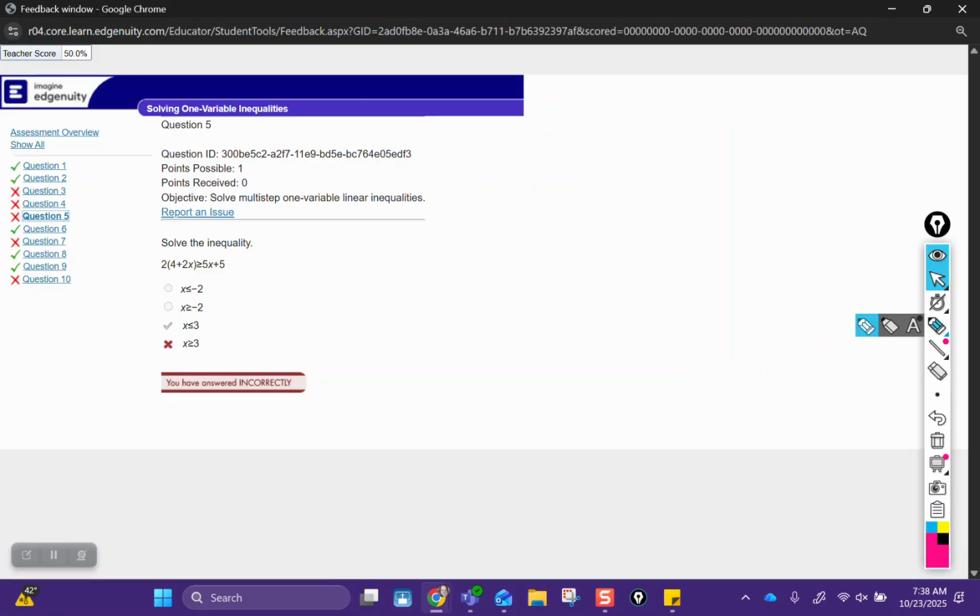This question asks us to actually solve. We're going to start by distributing. 2 times 4 is 8. 2 times 2x is 4x. That's greater than or equal to 5x plus 5. Really, we solve inequalities exactly how we solve equations. Our answer is just an inequality versus an equals sign or statement. You get a lot of answers when you solve inequalities versus solving equations. You usually just get one.